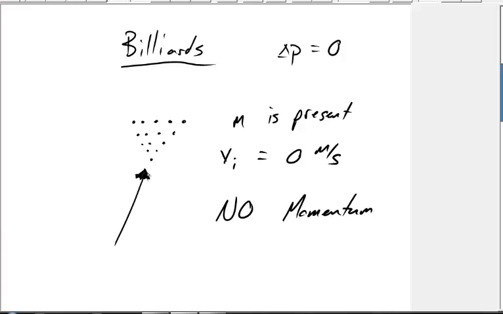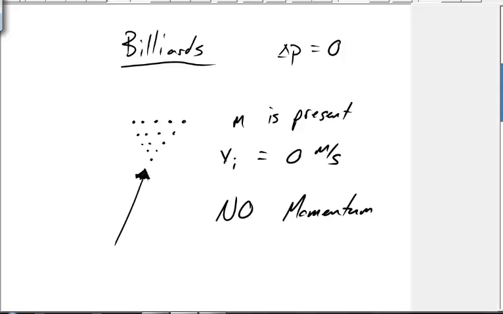Okay, so you hit the rack with the cue ball. What must be true about the final momentum if momentum is in fact conserved? Well, the final momentum would have to be 0 for each individual pool ball. Not for each one, but for the total. Oh, you were doing a total? Okay. Right, it would still have to be 0.